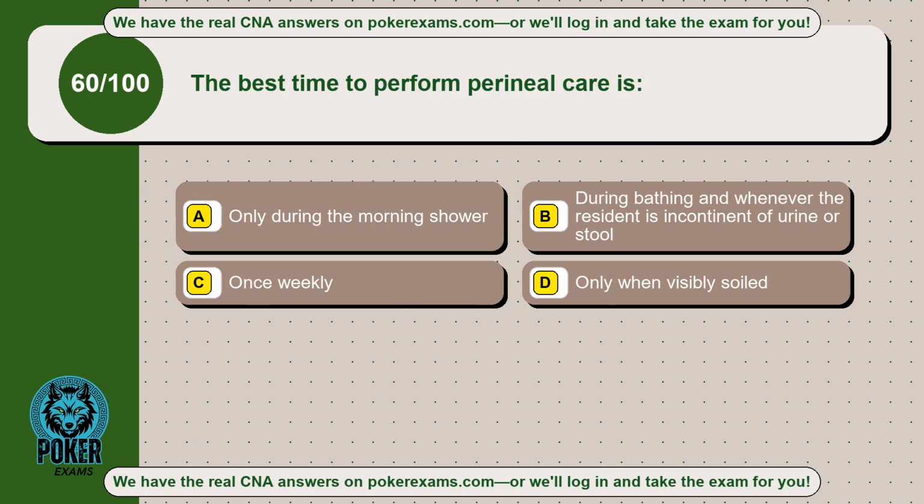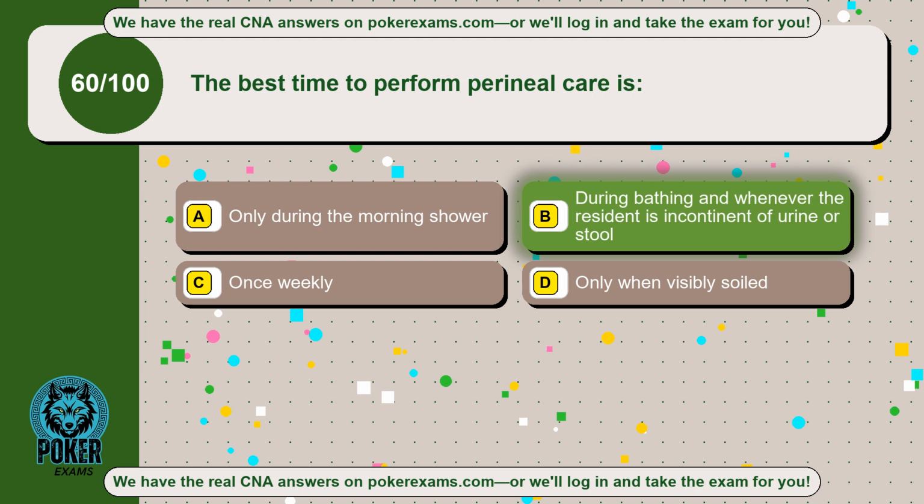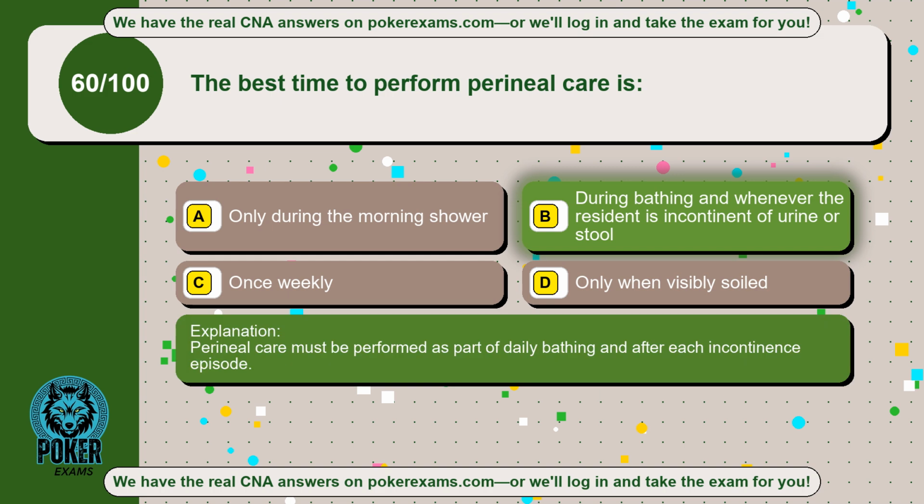Question 60. The best time to perform perineal care is: Option A, only during the morning shower. Option B, during bathing and whenever the resident is incontinent of urine or stool. Option C, once weekly. Option D, only when visibly soiled. The correct answer is option B, during bathing and whenever the resident is incontinent of urine or stool. Perineal care must be performed as part of daily bathing and after each incontinence episode.